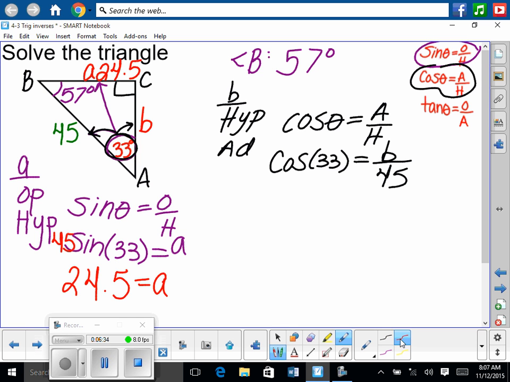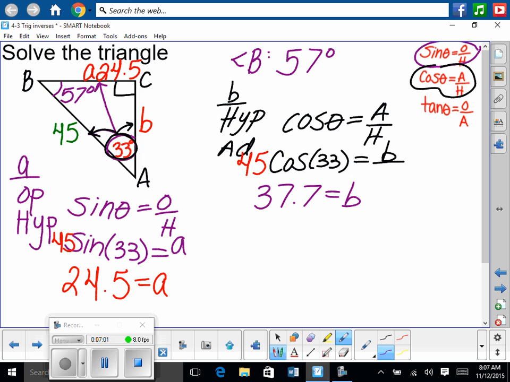And then we'll just solve for B, algebraically multiply both sides by 45, because 45 is on bottom. If B was on bottom, we would multiply both sides by B, right? Divide those out, and B is isolated. Once again, you just type it in your calculator: 45 cosine of 33. 37.7 is equal to B. And then we didn't have to worry about any rounding errors.